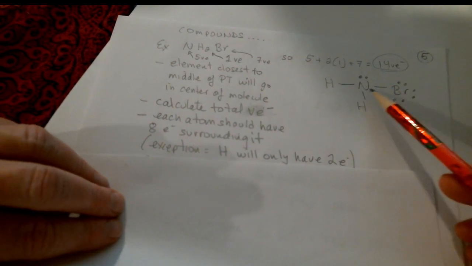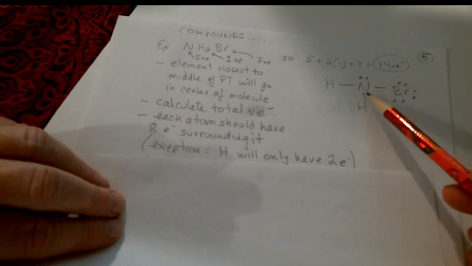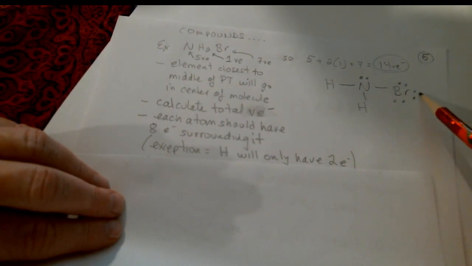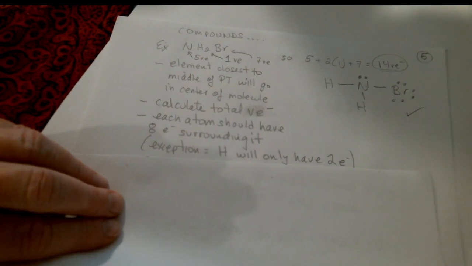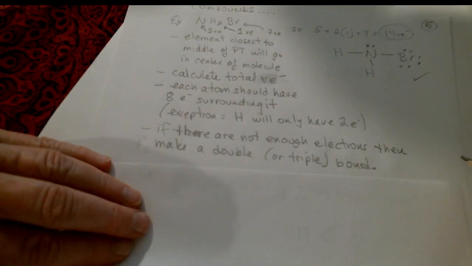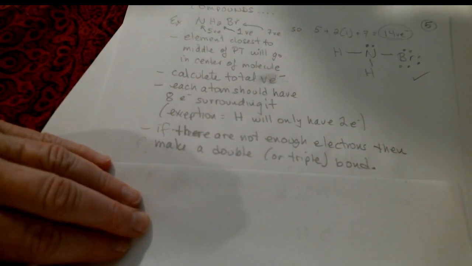Does everything have an octet? 2, 4, 6, 8. This does. Hydrogens just need 2. 2, 4, 6, 8. So I know this is right. Now, if there are not enough electrons, then make a double or a triple bond as needed. Let's see what I mean by whether you need a triple or a double bond.